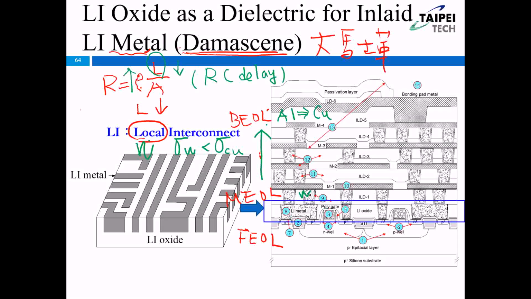Okay, so let's go back to our lesson. When we talk about the middle end of the line and the back end of the line, first you need to know this is all the metal line. You see, between the metal lines is the oxide. The white region is the oxide. Okay, the white regions are all oxide. The purpose of this oxide is to isolate two metal lines.